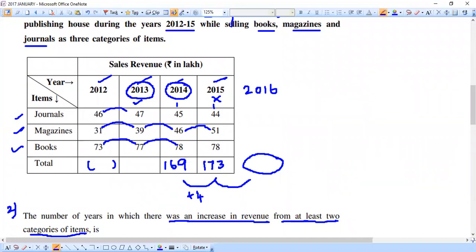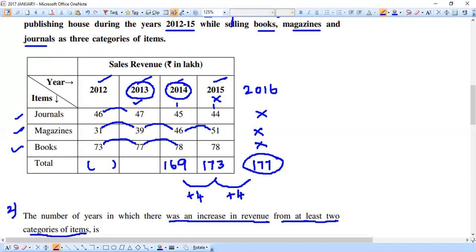So 169 to 173, we have a 4 lakh increase. If the same 4 lakh increase is found here also, then what happens to the year 2016's revenue? It would be nothing but 173 plus 4, which gives us 177. So 2016's total will be 177. And there's nothing to worry about the individual categories, because the question is just focusing on the total revenue.